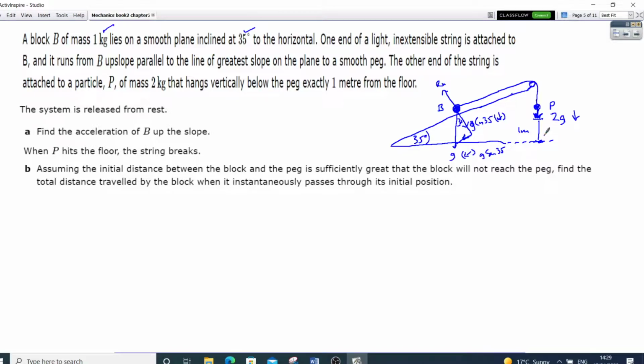Okay, let me just double check I've read everything, got everything sorted here. That's 2g. Right, the only thing left is tension. The string is attached to B over the peg and to P, so you have tension in here that would run freely, holding that up. You've got the tension, and you've got the tension there. We don't know whether it's pulling it or holding it, which way it goes. All we know is 2g is dropping down that way.